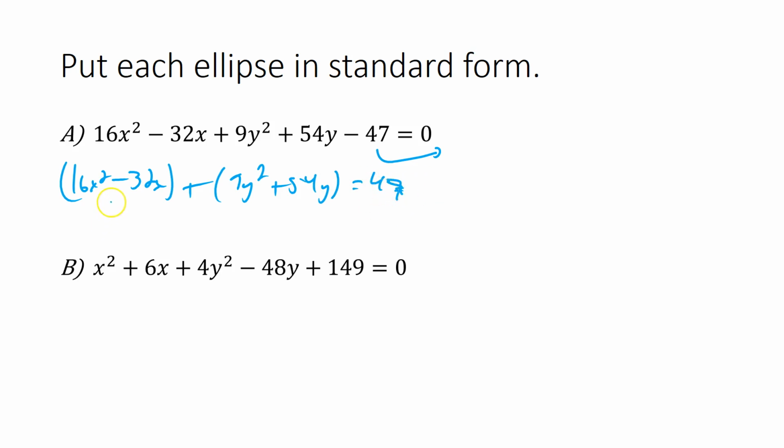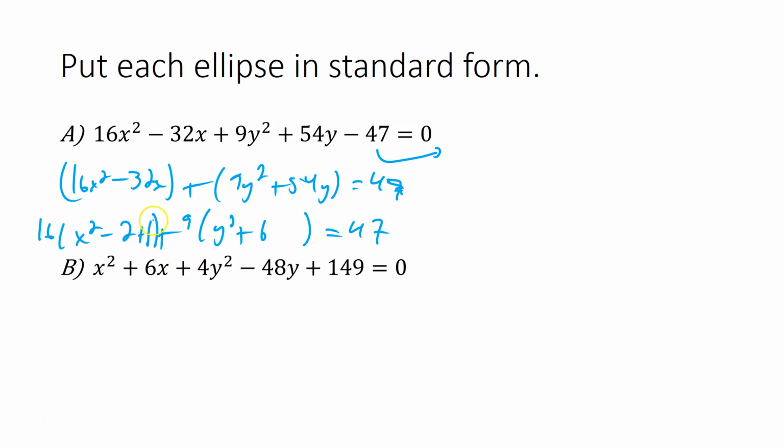Now I'm going to complete the square separately on the x's and the y's. First, I'm going to pull the 16 out of here. So I have 16 times (x squared minus 2x) plus 9 times (y squared plus 6y), equal to 47. Now I should have given myself some more room here, because this is the part where we're going to complete the square. So let's see what we need. Minus 2 divided by 2 is -1, squared is positive 1. So put the 1 there.